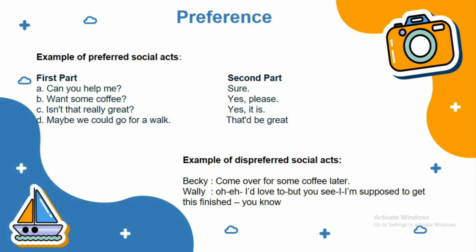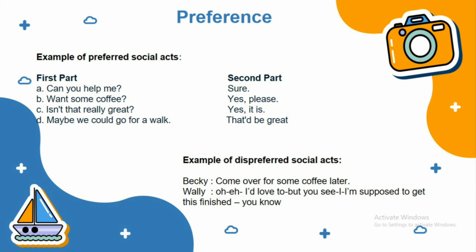And the next is an example of the dispreferred social act. Becky: come over for some coffee later. Wally said, oh, I'd love to, but you see, I'm supposed to get this finished. Wally's expression is a refusal. It can be accomplished without saying no.